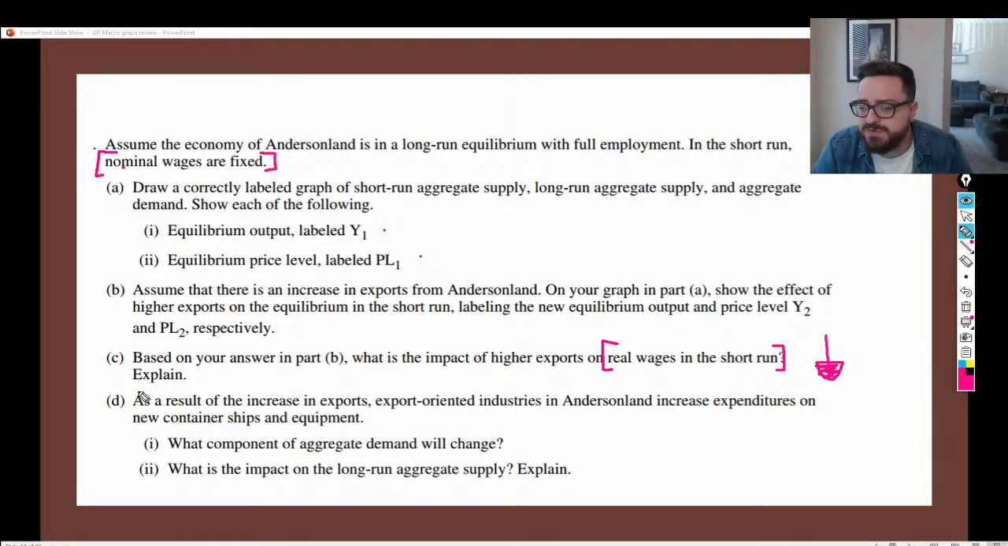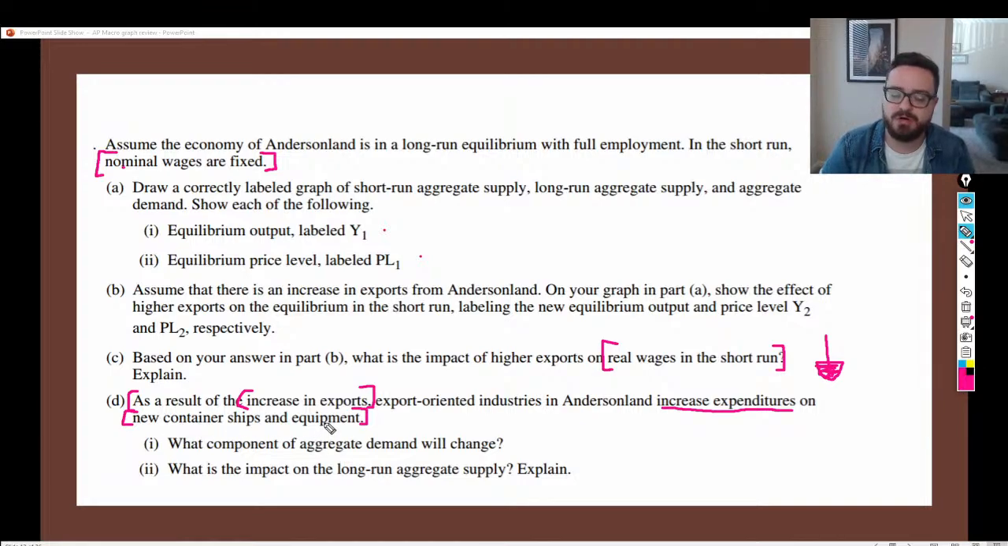Okay, D. As a result of the increase in exports, export-oriented industries in Andersonland increase expenditures, that's just spending, on new container ships and equipment. Which component of aggregate demand will change? This is one of the silliest things I've seen students mess up: they either rush so fast through this question that they don't read D and just put net exports, or they see the words increase in exports and their mind blanks out for 5 seconds and they just write net exports here. Read it. It says that the businesses in Andersonland increased spending on new container ships and equipment.